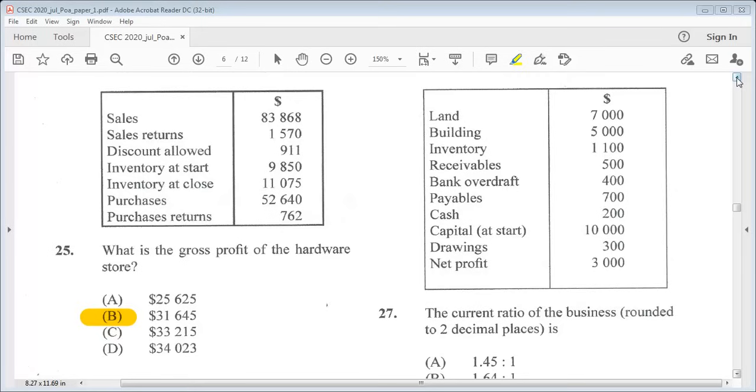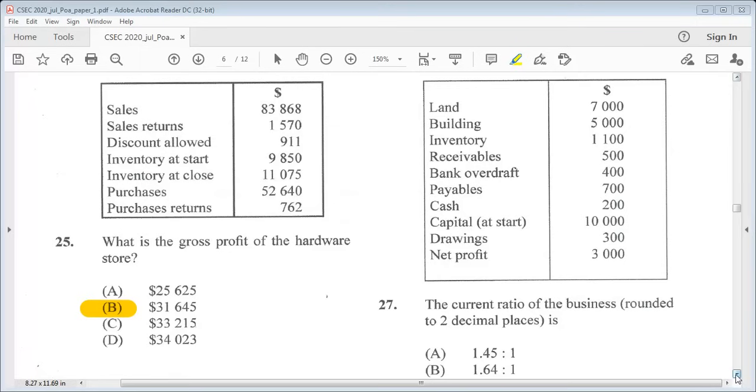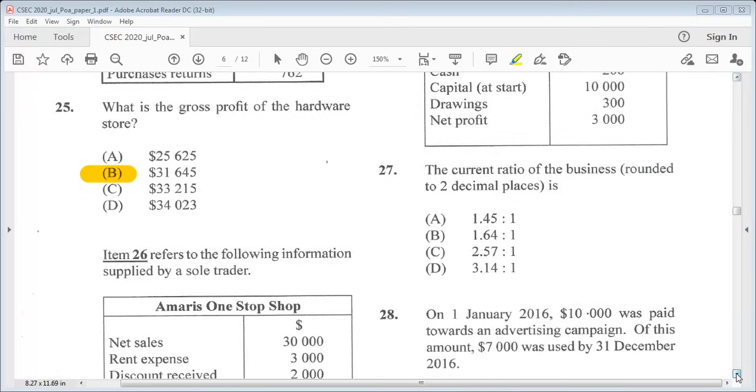So our formula is current assets divided into current liabilities. So we're going to have 1,800 divided by 1,100. We get 1.636. Now our answer says to round it to two decimal places. So 1.64 to 1. So we have 1.64 to 1 would be our answer. So B would be our answer after we divide that. Let's go on to number 28.